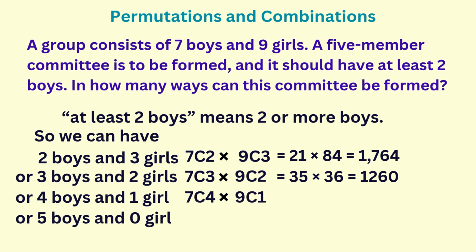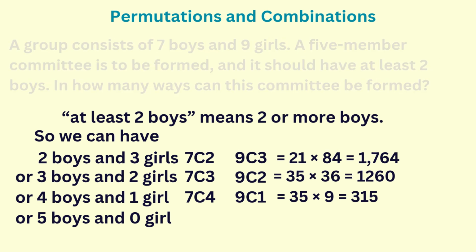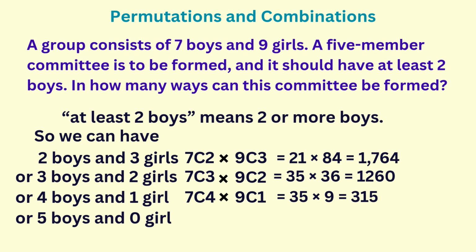So this case gives 35 times 9 equals 315. Or finally, we are choosing 5 boys from 7, so 7 choose 5, and 0 girls from 9, so 9 choose 0. So this case gives 21 times 1 equals 21.